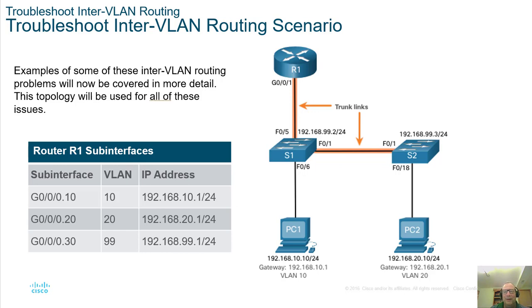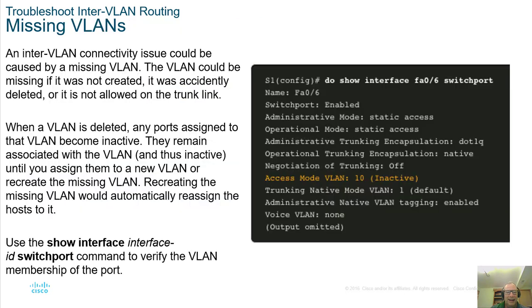Some other examples here. They're just showing the trunk links. Missing VLANs. In this case, this is pretty good. It used to be that missing VLANs were a bigger deal, because to create VLANs you had to go into something called the VLAN database and build your VLANs in there, and then you went back and associated them with interfaces.